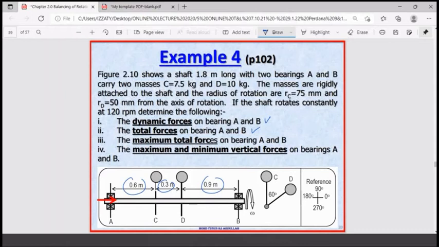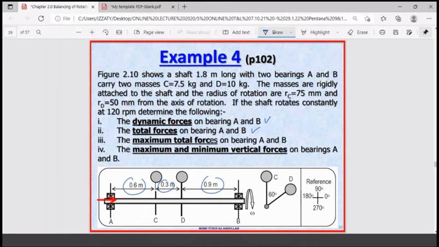Then it carries two masses, C and D. They give you the masses as 7.5 and 10 kg respectively for C and D. The masses are rigidly attached to the shaft. And the radius of rotation, sometimes we call it radius of eccentricity, is basically the same. It's 75 millimeters and 50 millimeters from the axis of rotation.